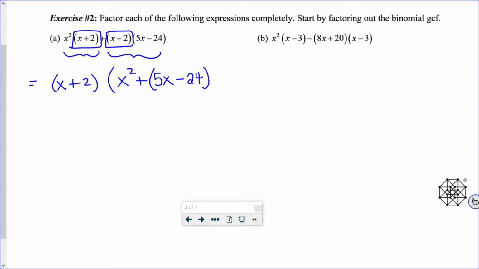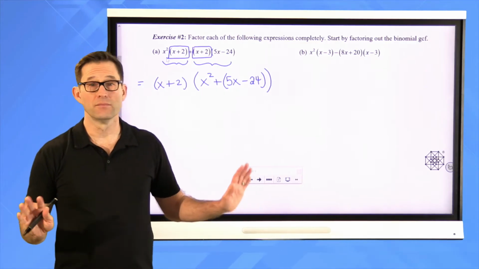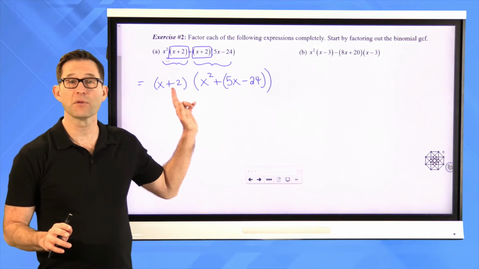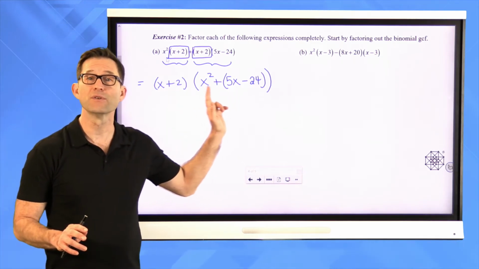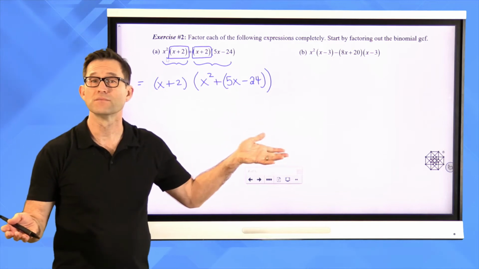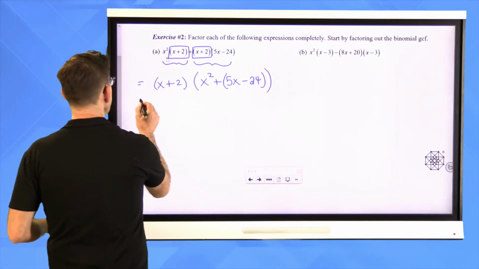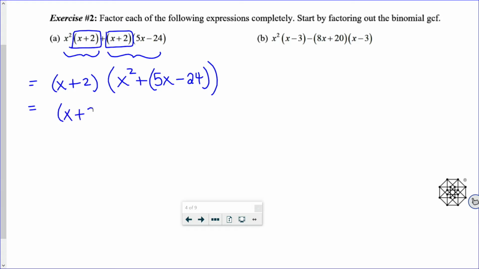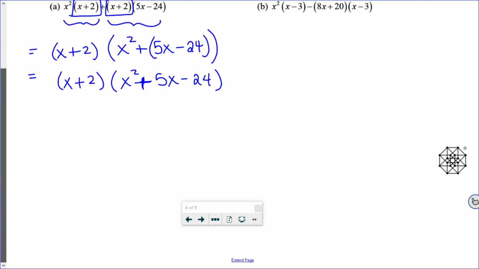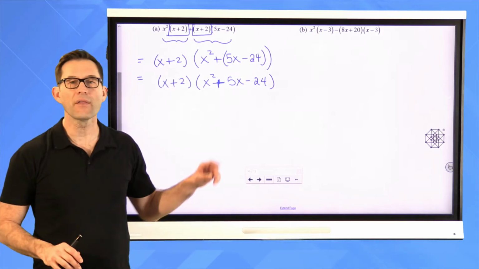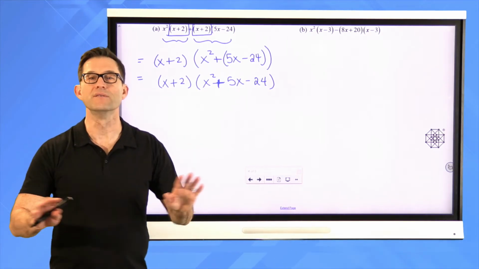And actually, let me be good about putting the parentheses around the 5x minus 24. Right away we should be able to do that. X plus 2 is multiplying x squared, and x plus 2 is multiplying 5x minus 24, so we're golden. Now I can remove those parentheses inside of that larger set. Because this is addition, the parentheses do not matter, so I can get rid of them. If it was subtraction, I would have to add the opposite. Now let's talk about what we can do. There is nothing we can do to factor x plus 2. It is done.